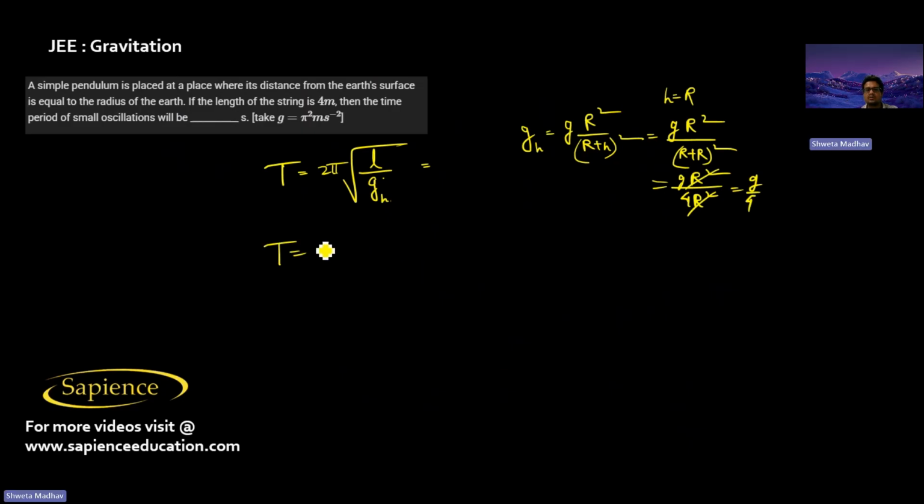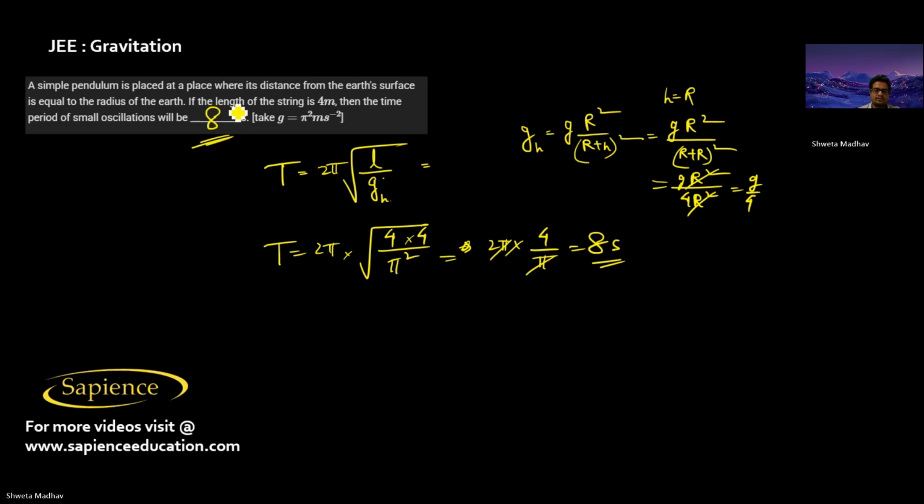So the time period will be 2 pi into root over L, L is 4, by g by 4. g is pi square, so pi square by 4 into 4. So it means it will be equal to 2 pi into 4 by pi. So pi will cancel, so it will be 8 seconds. So the time period of small oscillation should be 8 seconds. So 8 seconds is the answer.